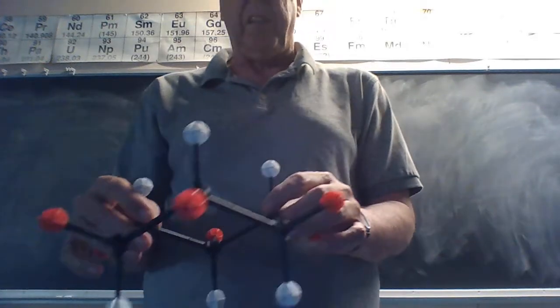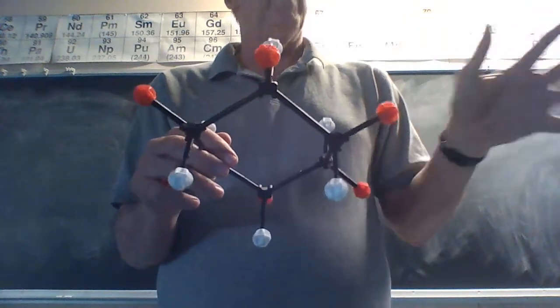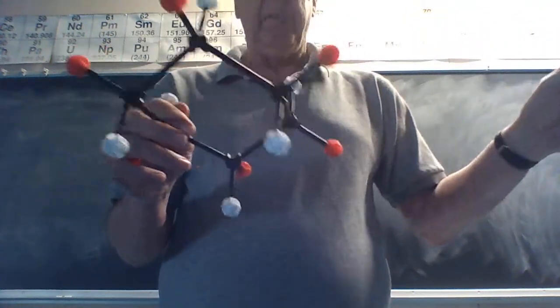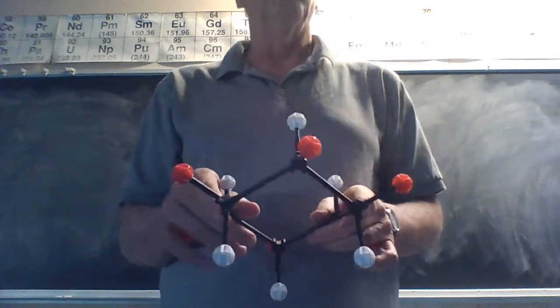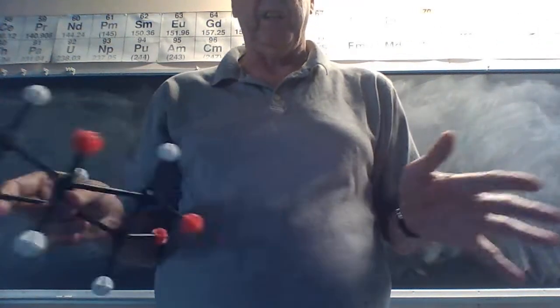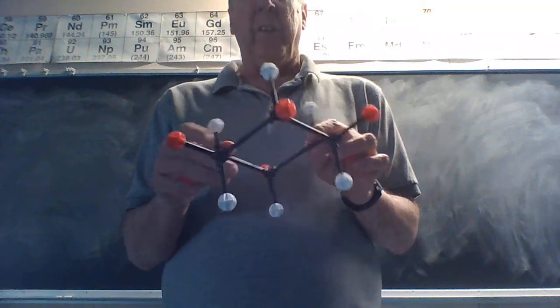With cyclohexane in the big lecture hall here, these models don't project that well, and the models that are big enough to project well are very flimsy and they fall apart when I try to do ring flips and stuff like that. So I thought I'd just make this little video to see if we can get a better picture for the things that are going on with the chair conformation of cyclohexane.